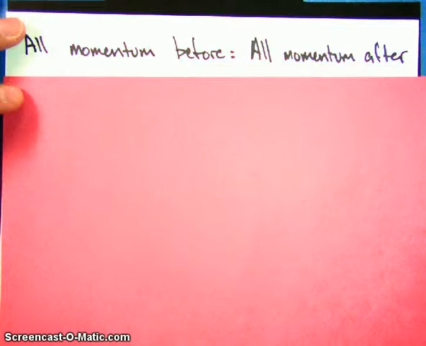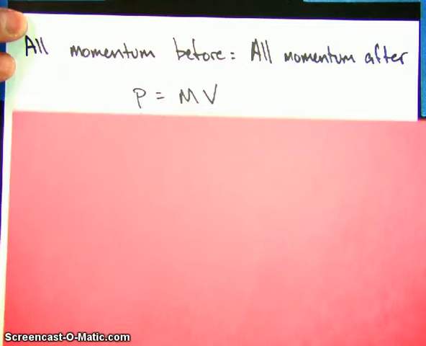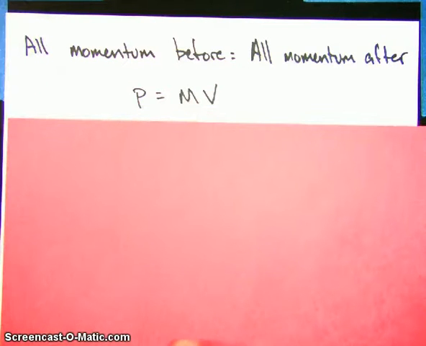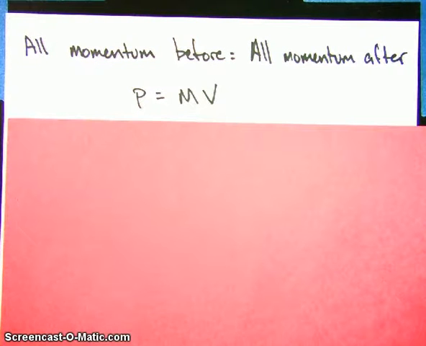The first things that you need to know are that this whole premise is based on the fact that all the momentum before a crash is always going to be equal to all of the momentum after a crash. And in order to solve momentum, momentum is mass times velocity. So if you have the mass and velocity of two different objects and they're hitting each other, you can figure out any missing variables, and that's what we're going to work on.